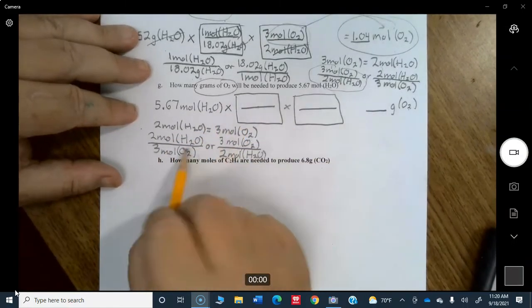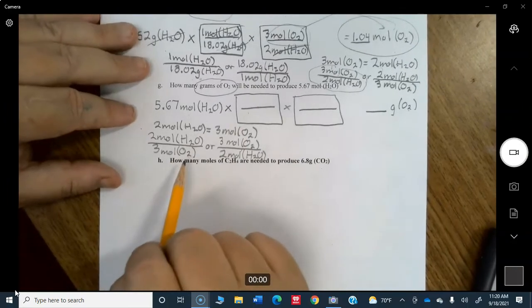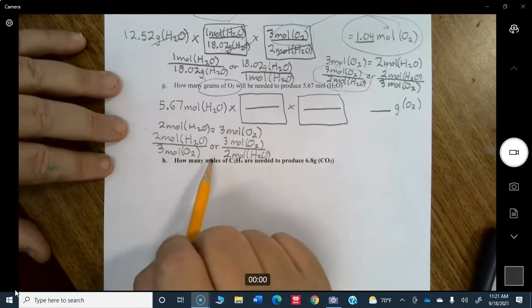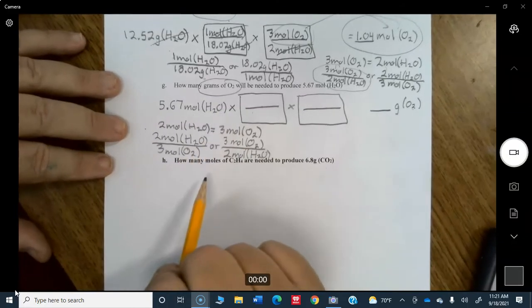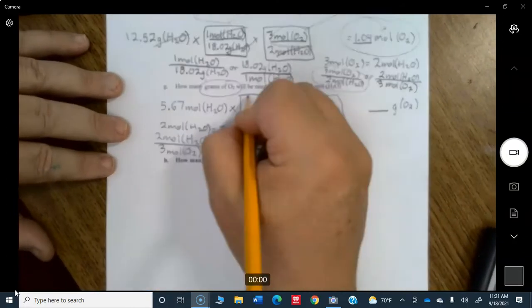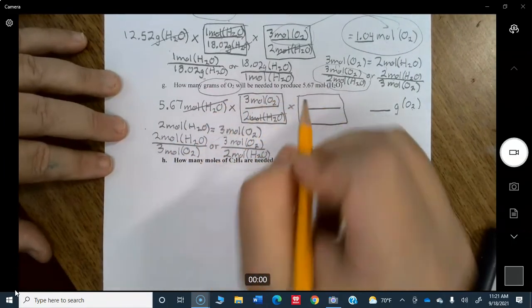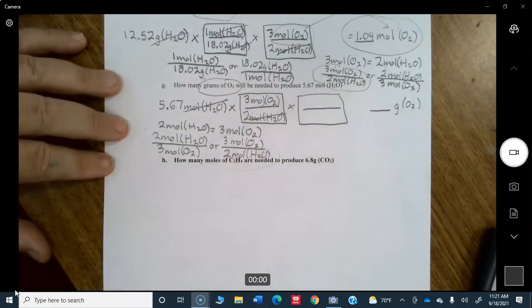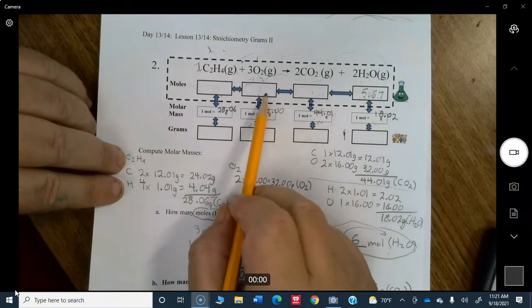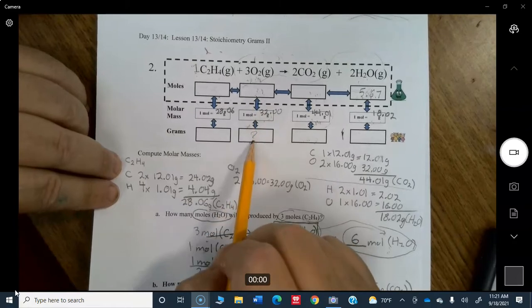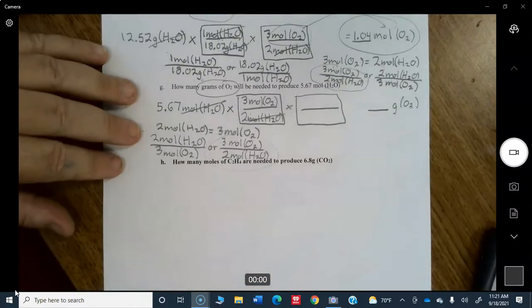Okay, there's the two conversions for this first one. Which one are you going to choose? Going from moles of H2O to moles of O2. All right, you need moles of H2O to cancel, so you're going to choose this one. So moles of H2O cancels with moles of H2O. So now you're sitting in the moles of O2 box, that's right here, and you need to use the molar mass of O2 to come out. So we'll write that over here.